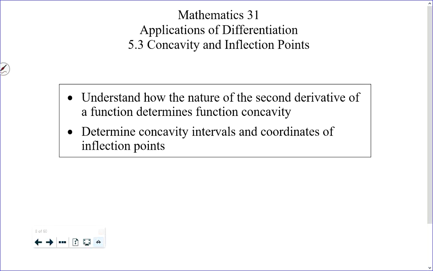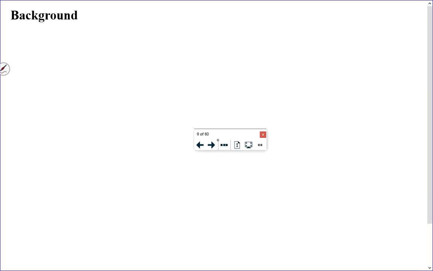I think tomorrow. The second derivative of a function tells us something about the shape of the function, and that shape is referred to as concavity. So what we're going to do is use second derivatives to find out where a function has a particular type of concavity. And it's going to lead us to coordinates of inflection points. So a little bit of background here.